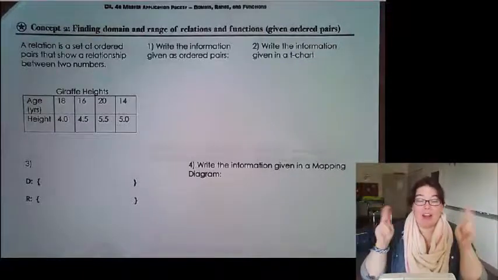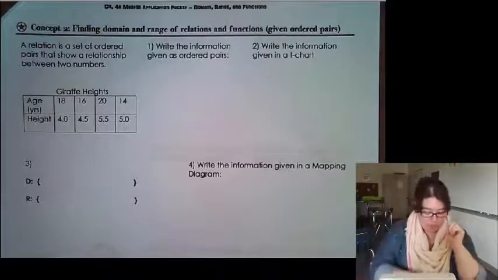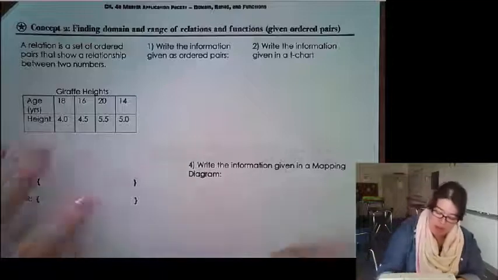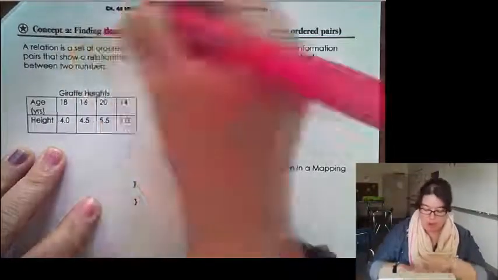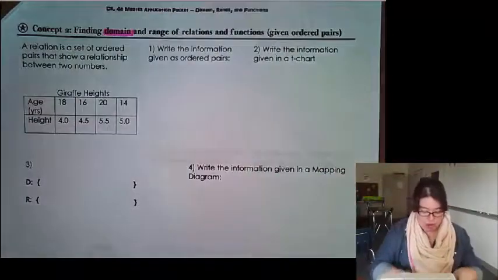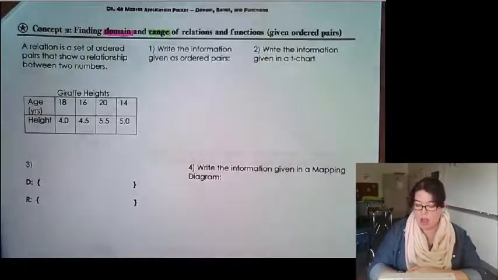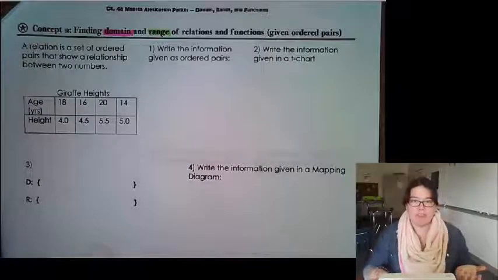Today we're going to be talking about Concept 2, where we will be finding the domain and the range. Domain is an important word for you to remember, and range. Let's see, we'll do range in green. Range of relations and functions.